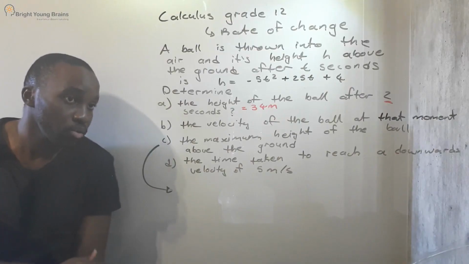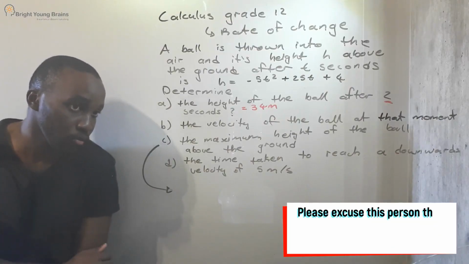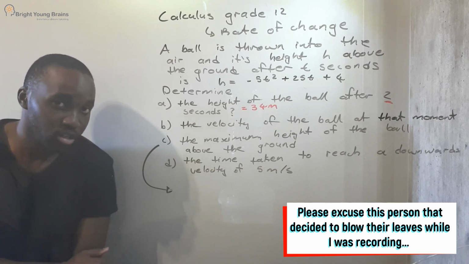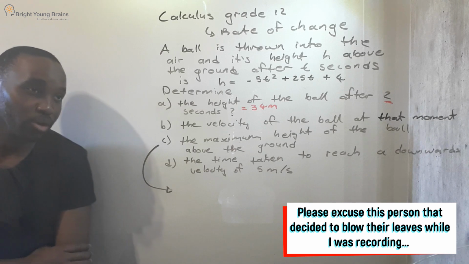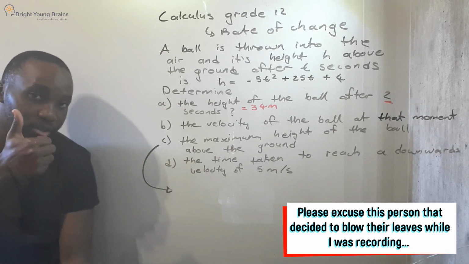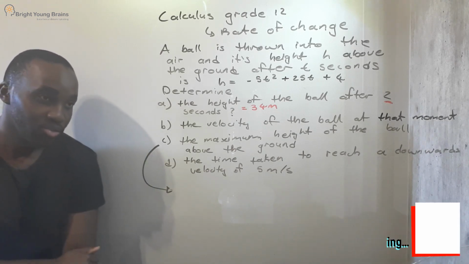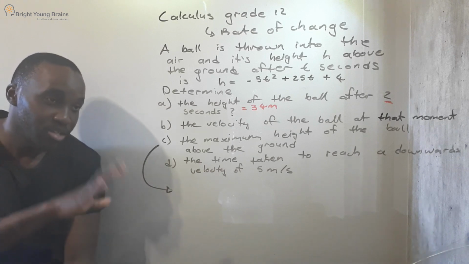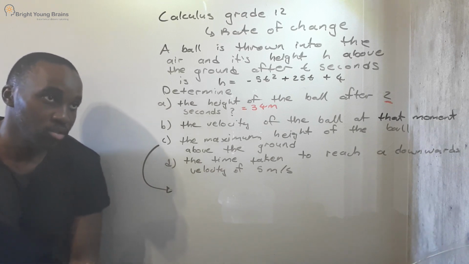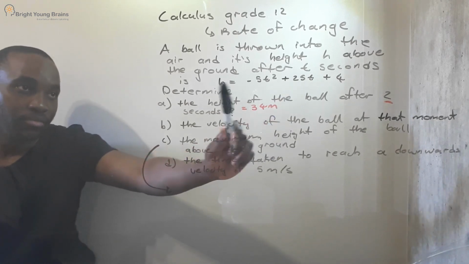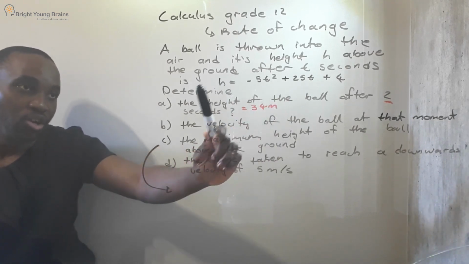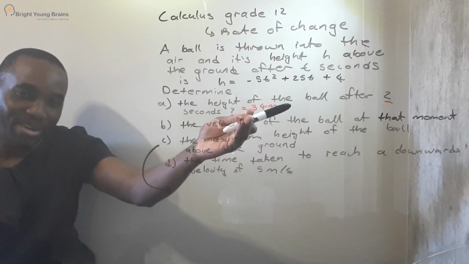So with C, we need to get the maximum height of the ball above the ground. Now with questions where we need to get the maximum of something, remember we always say you need to differentiate once and equate to 0. It even makes more sense with a question like this one, because in our case we have an equation for height here. If we differentiate this equation, we have a velocity equation.